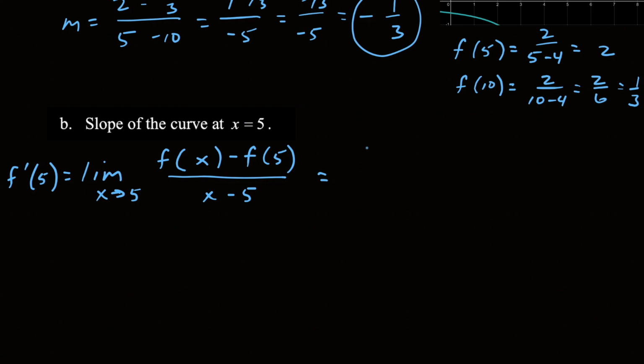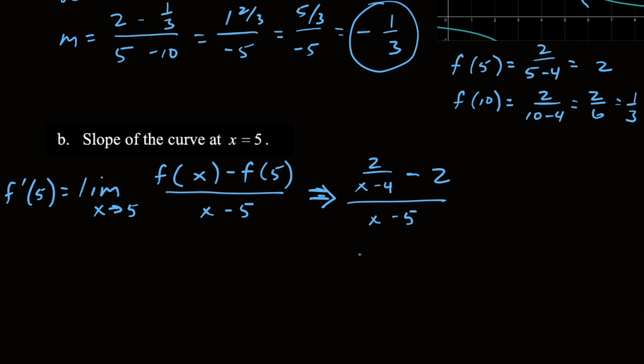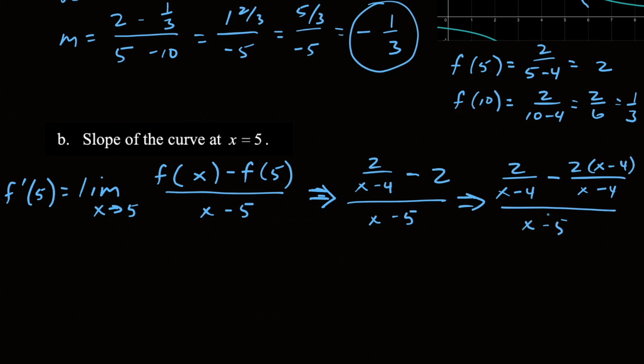So if we do that, f of x, as you recall, is 2 over x minus 4. So I'll show it to you: 2 over x minus 4, minus f of 5, which is simply 2, all over x minus 5. All right, I should use an arrow there because we still need to take the limit. That was just our substitution. So we know when we substitute in 5, we are going to end up with indeterminate form. So we're right away going to use our limit strategies and combine the fractions and simplify. In doing that, that's going to bring us to 2 over x minus 4, and we'll get a common denominator, minus 2 times x minus 4 over x minus 4, all over x minus 5.